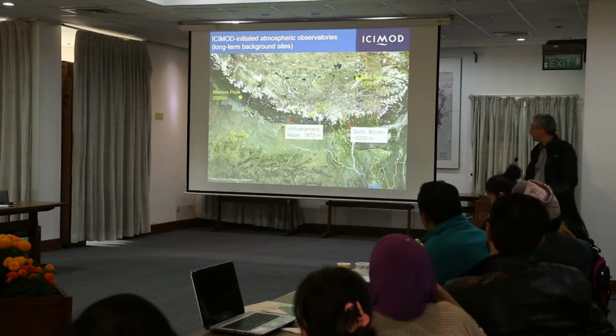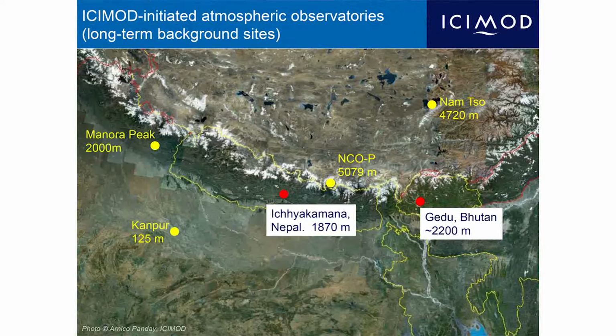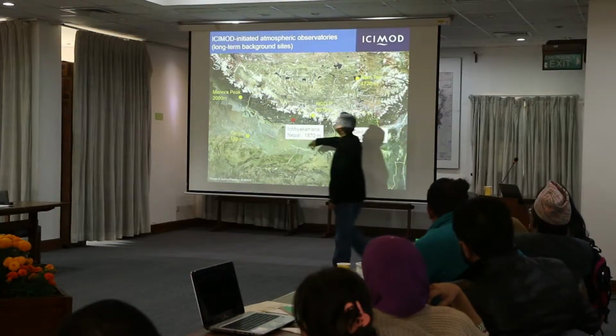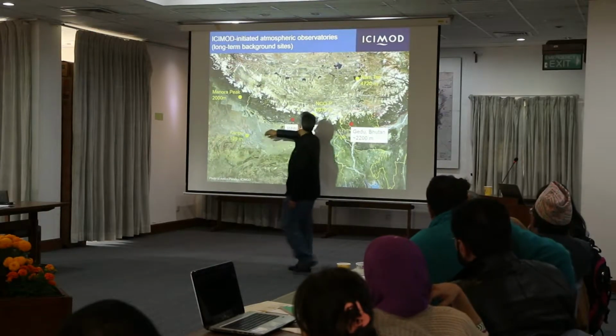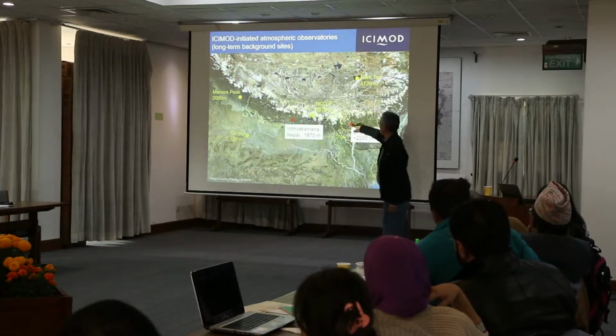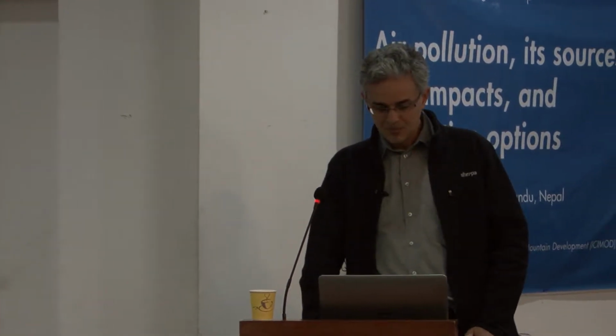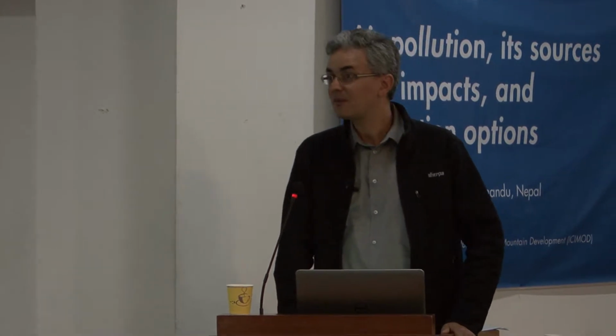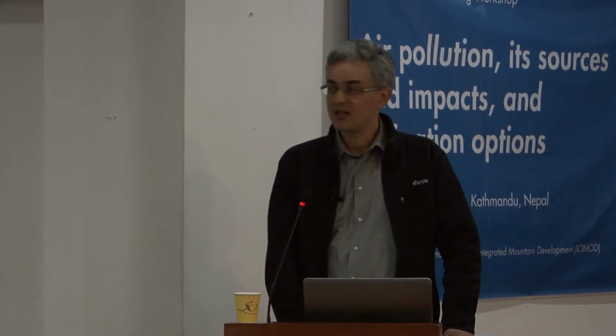So one of our big tasks is to set up 2 background monitoring stations for monitoring both greenhouse gases as well as air pollutants at locations over the Himalayan foothills, mid-hills at about 2,000 meters altitude. There's already a station at Manora Peak near Nainital in India, and we are setting up one in Ichakama, Nepal, and Gedu in Bhutan. Then we have a kind of south of the Himalaya inflow towards the mountains stations. We've been working on these for the last 3 years or so and planning to set these up.